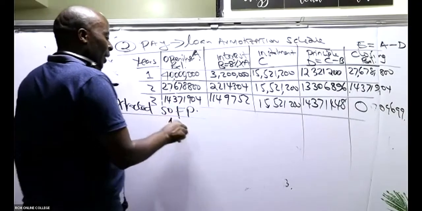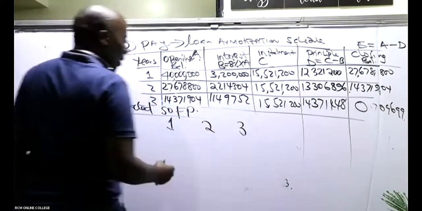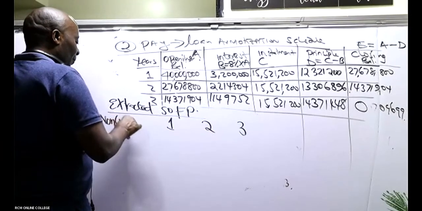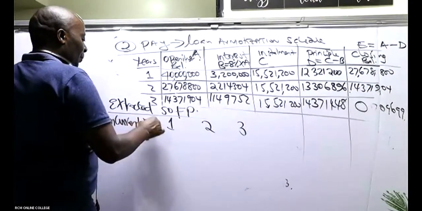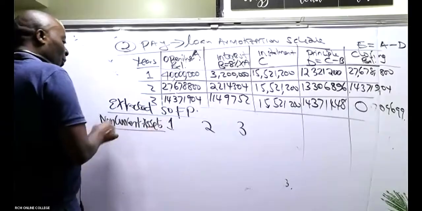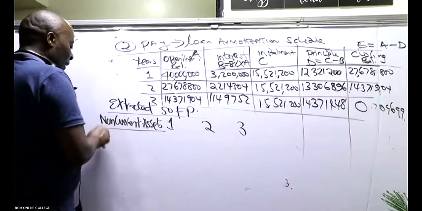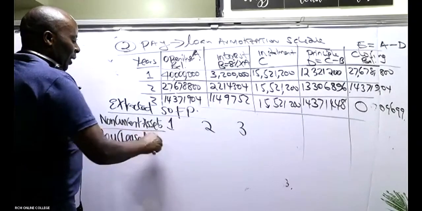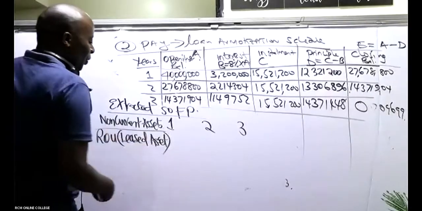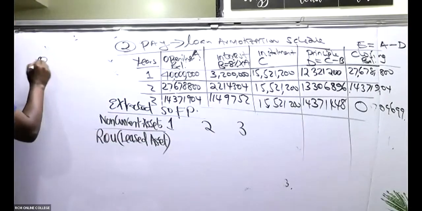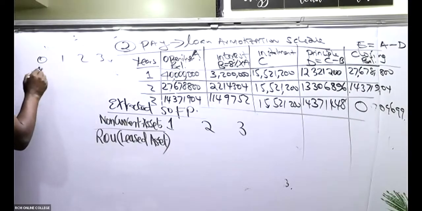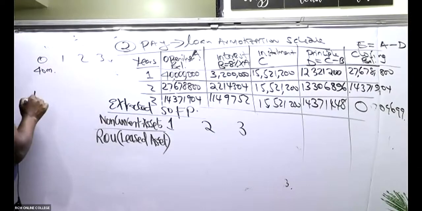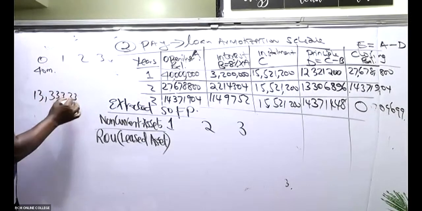So remember, we have our years 1, 2, 3. First of all, you start with non-current assets. The non-current assets, you shall always begin with this leased asset. We call it ROU, right of use. You can just simply put there leased asset. So remember, at time 0 we began with 40 million. But each year we are losing that 13 something. Was it 13,333,000 each year?